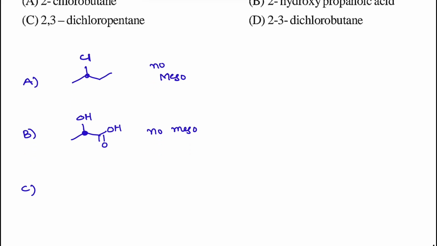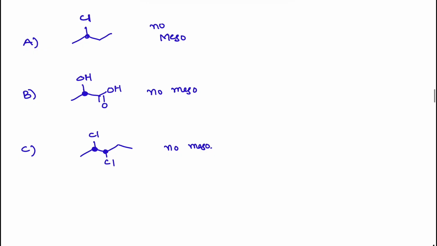2,3-dichloropentane. Of course, it has 2 chiral centers, but these 2 chiral centers are dissimilar. The molecule is unsymmetrical, therefore there is no question of having a plane of symmetry. So this is always optically active, no meso.